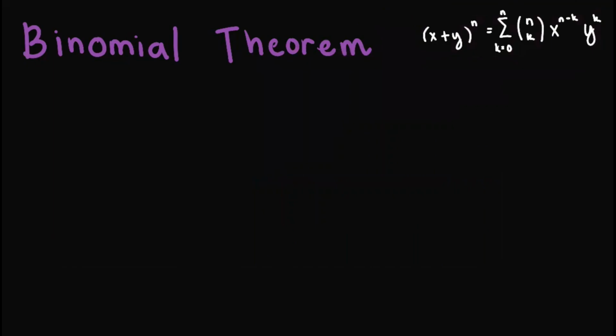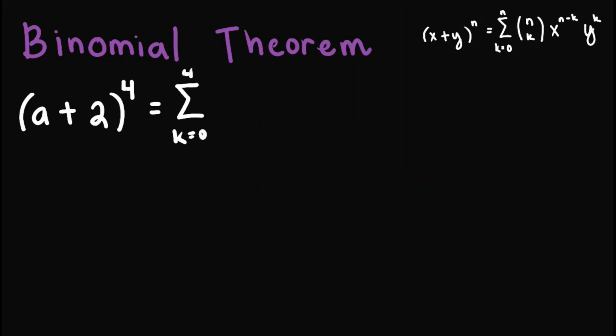And so let's go on with our first example. Let's have (a + 2) raised to 4. To solve this, applying the binomial theorem, we have the summation from k equals 0 to 4 of 4 choose k times a raised to 4 minus k times 2 raised to k.